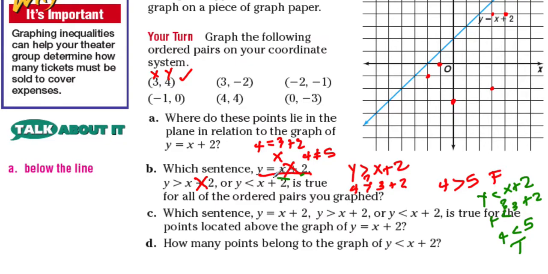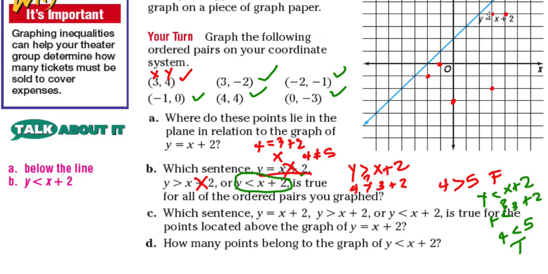So if we substitute all these points, this will make our inequality true. After doing that, we know that in letter B, y less than x plus 2 is the inequality wherein all these coordinates will make it true. Okay, so which sentence is true for all the points located above the graph of y equals x plus 2?